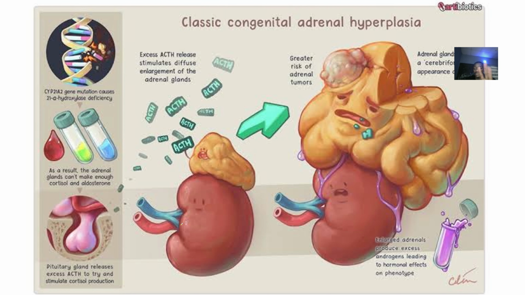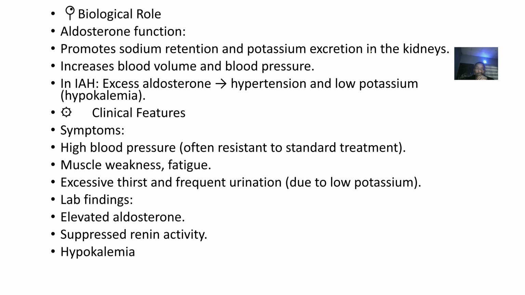Okay, so this is how your adrenal glands will look. Your normal adrenal glands, can you see how they look relatively small? But the one with hyperplasia, you can see how big it is. So what's the role of aldosterone? It promotes sodium retention and potassium excretion. It will keep sodium back in the body, but push potassium out of the body. Because it brings sodium back into the body, it increases blood volume and blood pressure.